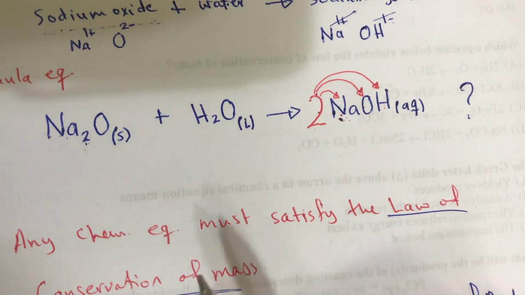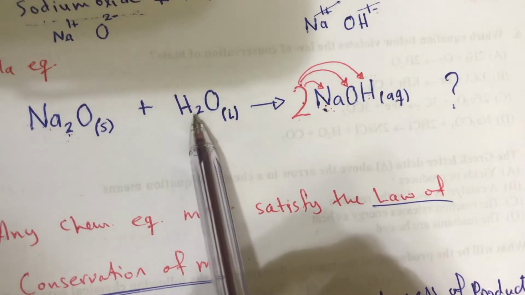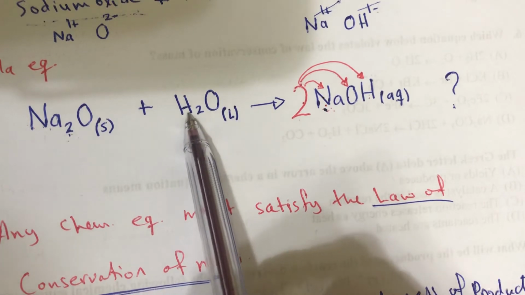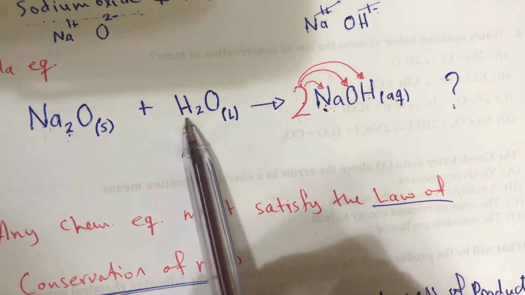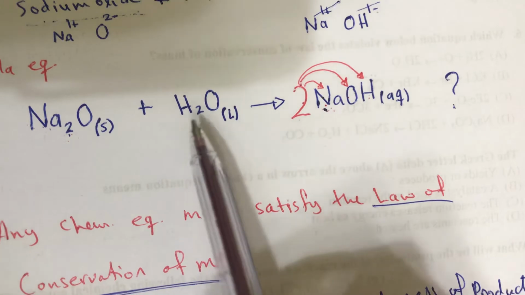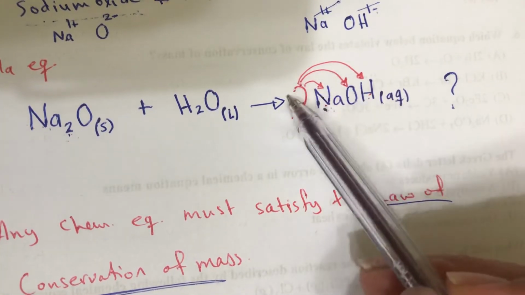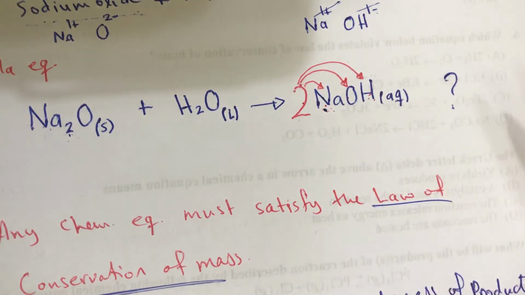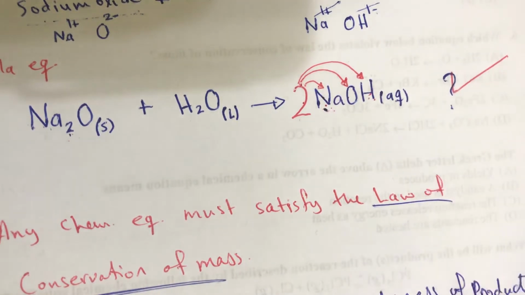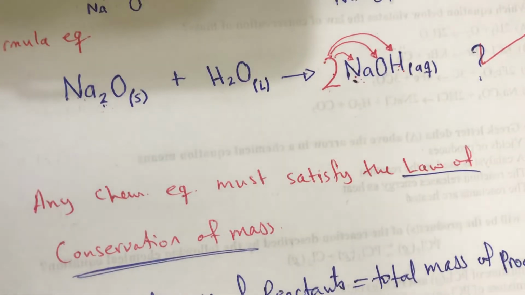Okay, so for oxygen, it's equal. Now what about hydrogen? Here you have 2 hydrogen atoms in the reactants, and here you have 2 hydrogen atoms in the product. So now it's a correct equation.